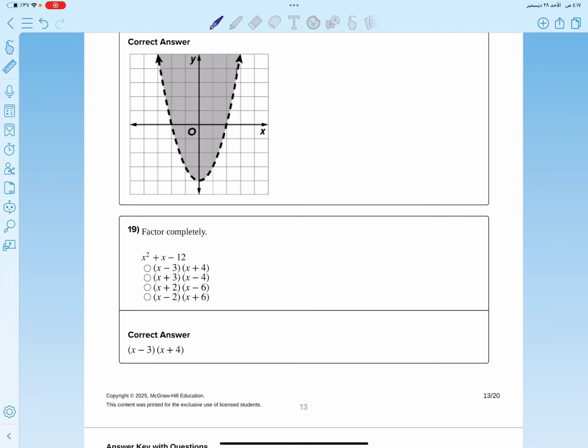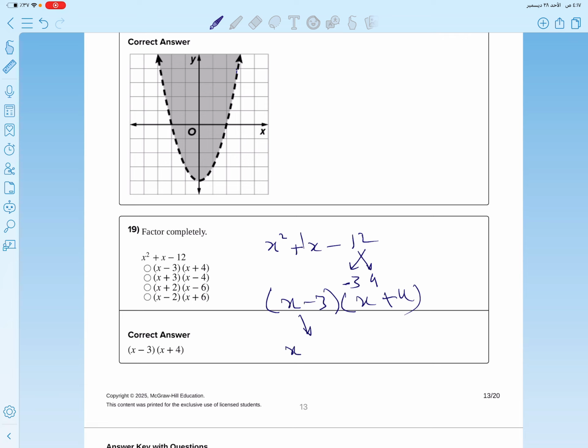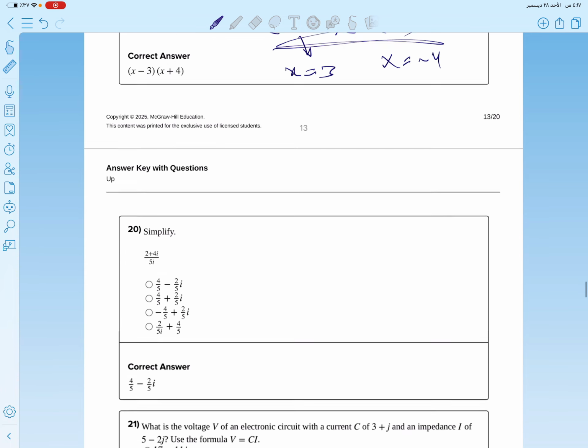Number 19, factor completely x squared plus x minus 12. I need two numbers that multiply to negative 12 and add to 1, so I need 3 and negative 3 and 4 to factor it. It's (x minus 3)(x plus 4). Now to find the solution, it will be the opposite sign, so the solution will be x equals 3, x equals negative 4. But to factor this, it takes practice.